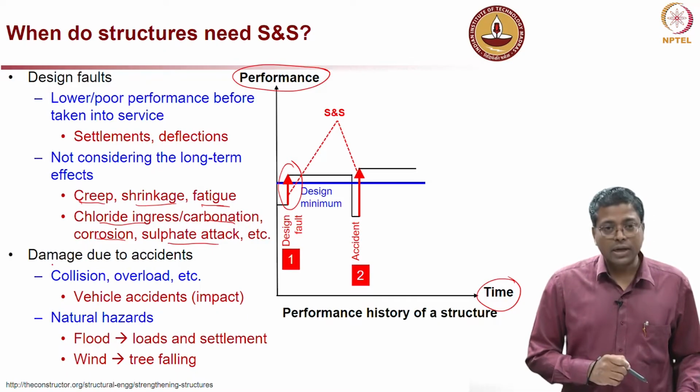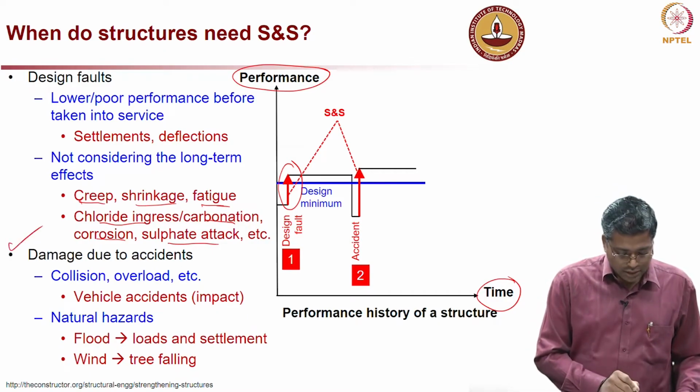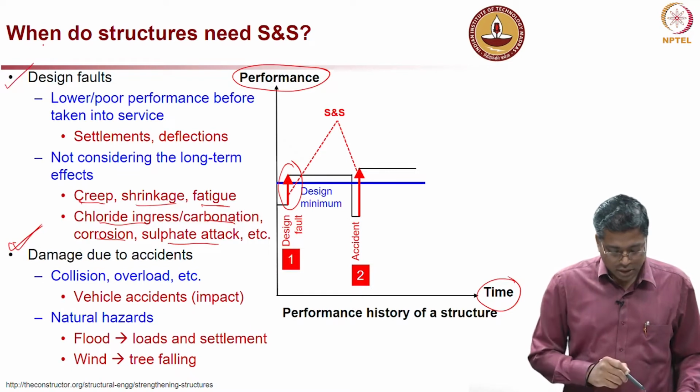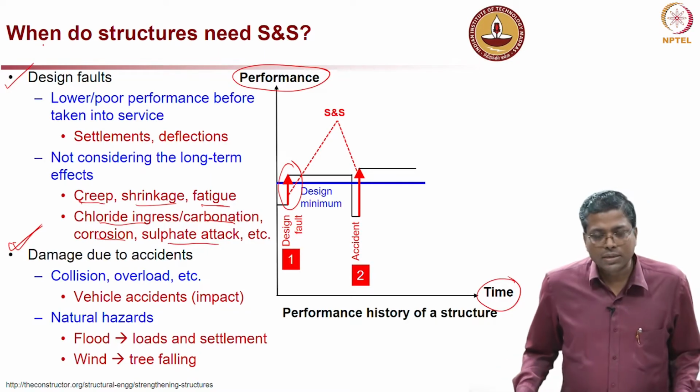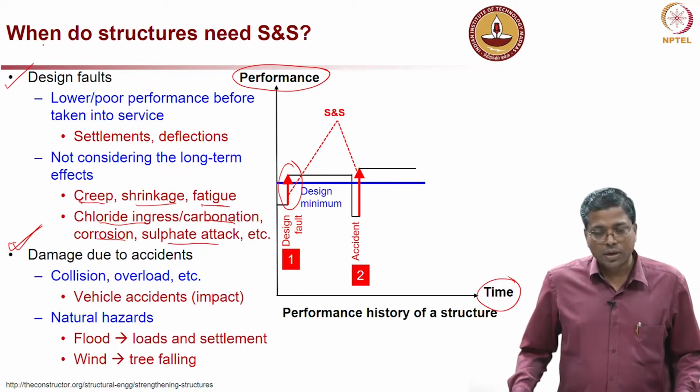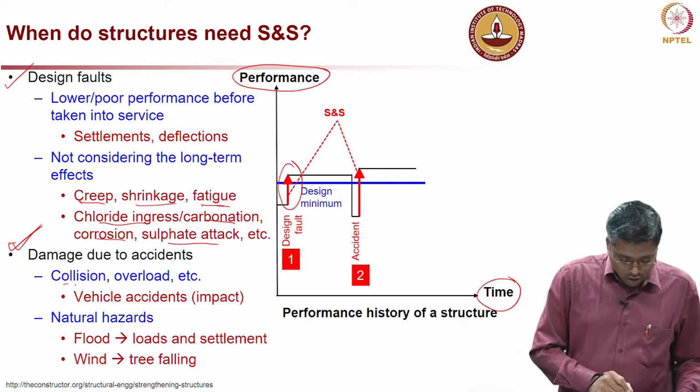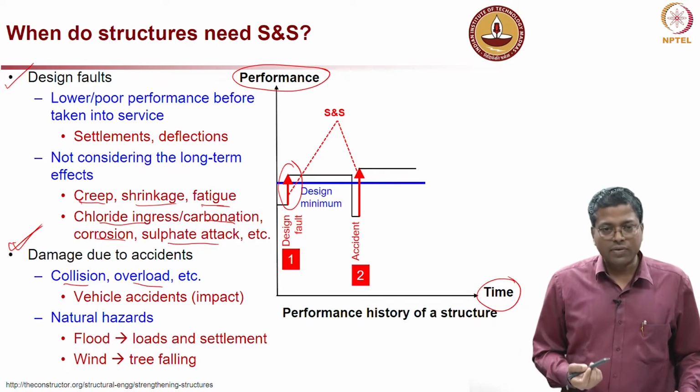The second point is damage due to accidents. We covered design fault first, and second is damage due to accidents. When I say accident, this is something which we do not really expect, but happens. For example, collision or overload, typically vehicle accidents.